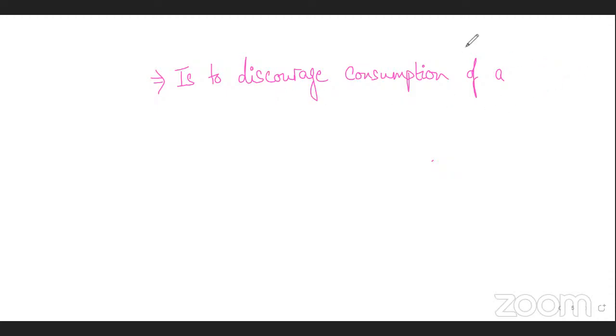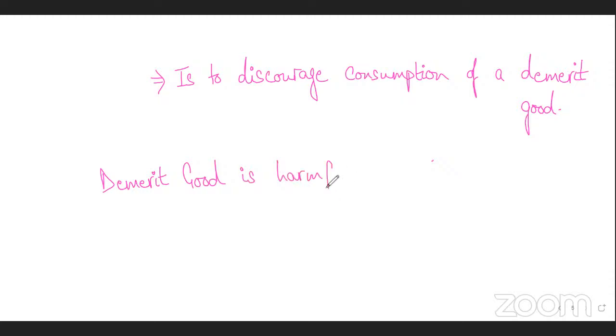Now, what's a demerit good? A demerit good is anything that is harmful for the consumer, and that is also part of the syllabus. We'll talk about it. In fact, we'll look at the graph of demerit good after we are done with indirect taxes and subsidies. So a demerit good is a good that is harmful for consumers, but they do not fully realize the harmful effect, and therefore they overconsume.